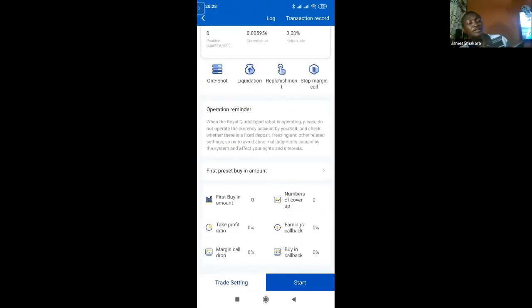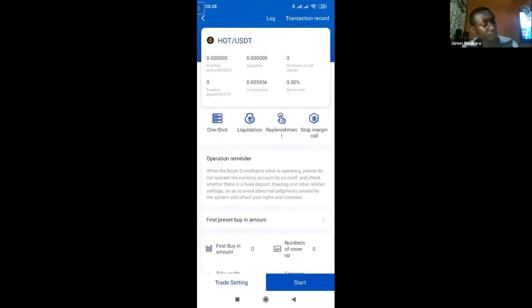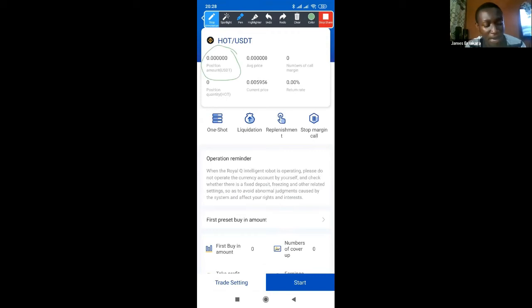Now, if you can see my screen clearly, you can see that there are no parameters. I've not initiated a position. The average price of entry has not been declared. The number of calls have not been declared. The only thing that is here is just the current market price of the coin. The return rate has not been declared.